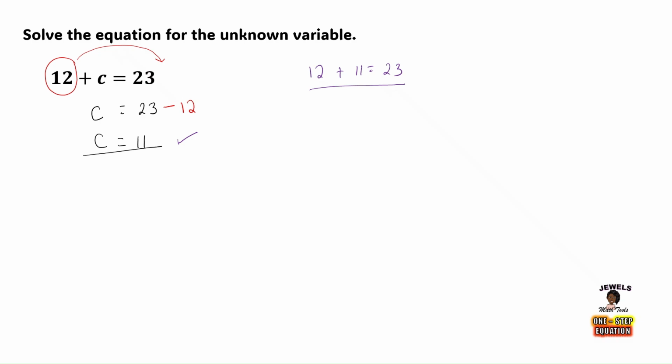Okay, so there you have it. We just solved the one-step equation when we were using subtraction in our operation.